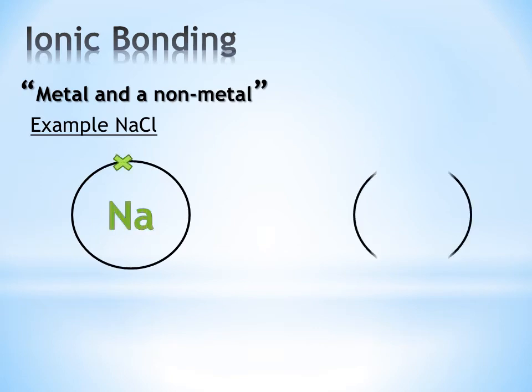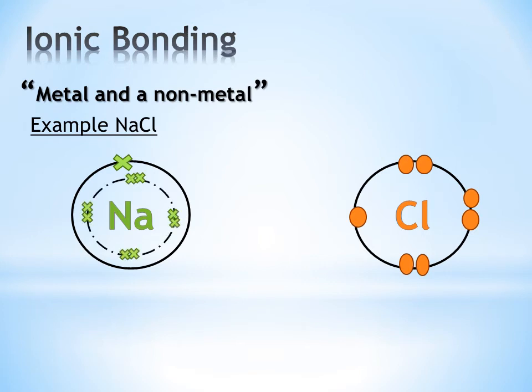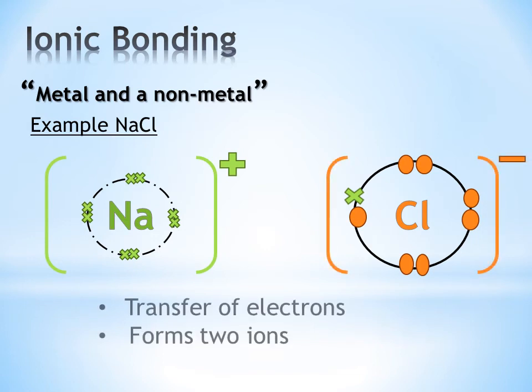Sodium has 1 electron in its outer shell, and chlorine has 7 electrons in its outer shell. Chlorine is 1 short of having an outer shell electron count of 8, and sodium has 1 extra electron in its outer shell. So sodium transfers its 1 electron to chlorine, forming 2 ions, where the sodium is now positively charged and the chlorine is negatively charged. And so we can say that ionic bonding is a transfer of electrons from a metal to a non-metal.